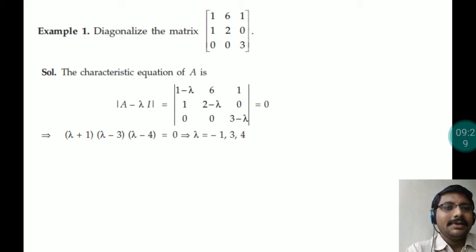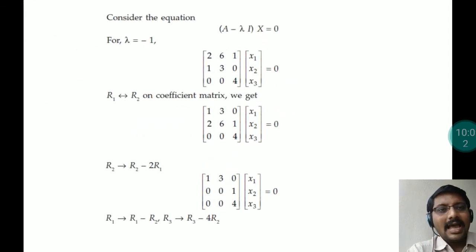The determinant is equated to 0, which gives lambda plus 1 into lambda minus 3 into lambda minus 4 equal to 0 on simplifying the determinant. So we get the values of lambda as minus 1, 3, 4. These are the eigenvalues of the given matrix A. So in the first step, we have to find all the eigenvalues of the matrix A. For each eigenvalue, there corresponds an eigenvector.